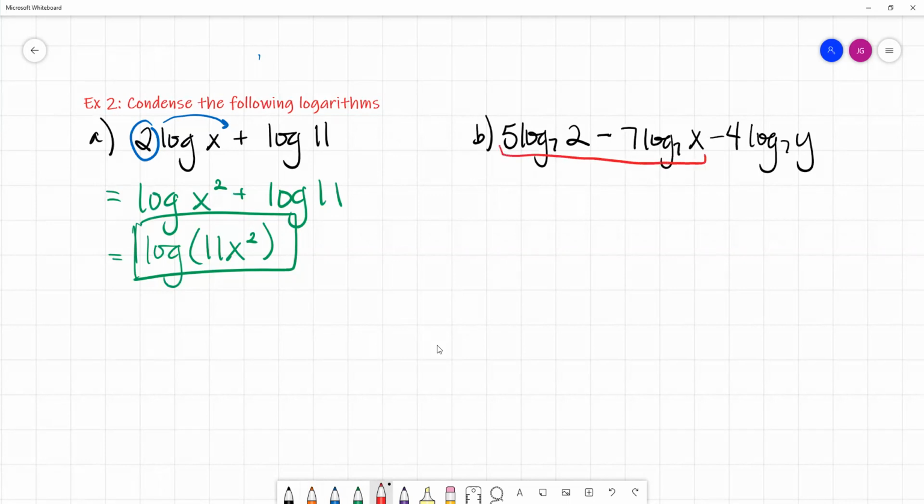Okay, just work your way from left to right. Because with our properties, we can only work with two of them at a time. So let's do that. Condense this into one log, and then we'll have two logs remaining where we can use the property again. So let's start here. I have 5 log base 7 of 2 minus 7 log base 7 of x.